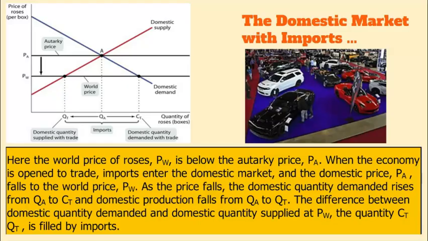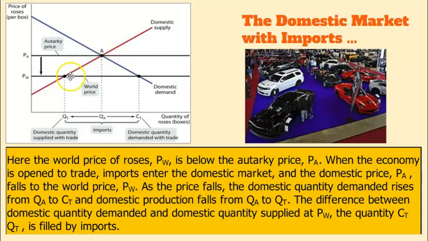And notice the autarky price is higher than the world price. Think of cars coming in from other countries, like Japan or China, and the prices of those cars are cheaper. So notice the PW stands for the world price, and PA is the autarky price. And notice where we were in key graph 15, we were right here. Point A was our equilibrium.